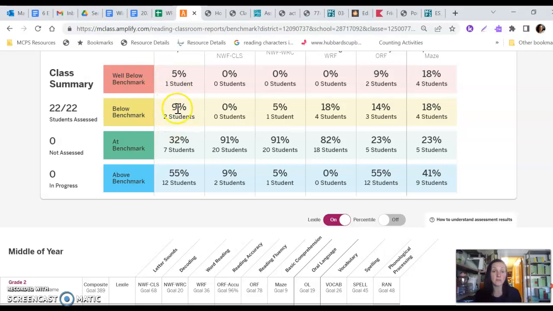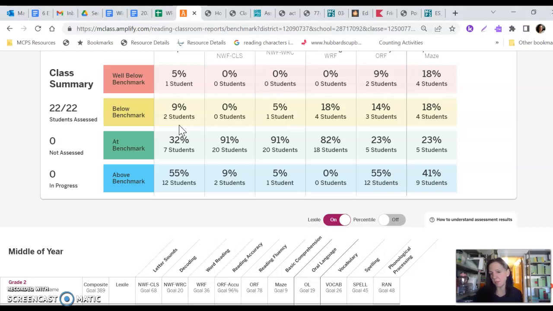Now, this teacher does have 2 students that are below the benchmark, and those students need to be progress monitored on one subtest at least every 4 weeks. So that would be March the 10th and April the 14th. So those would be the 2 dates we would need to progress monitor those students on one subtest.